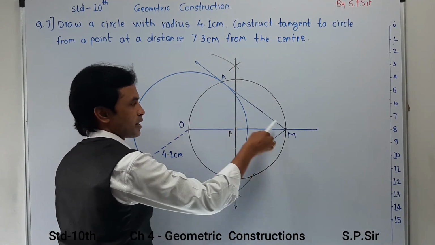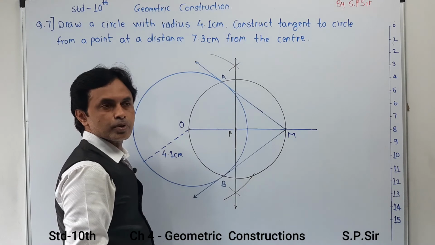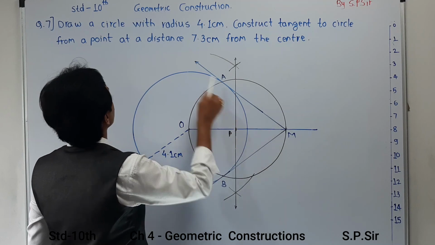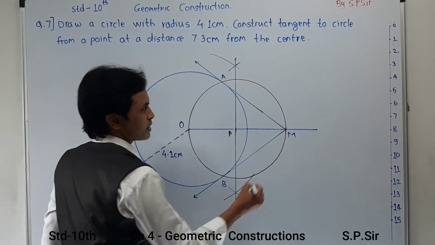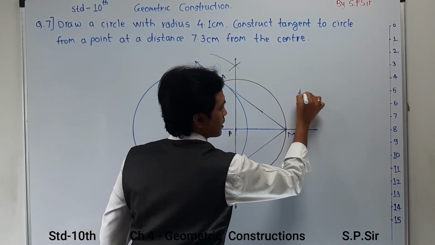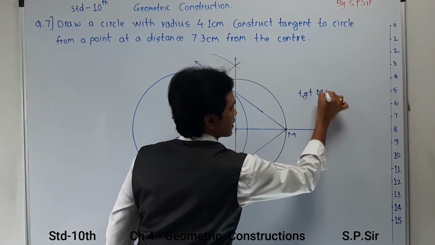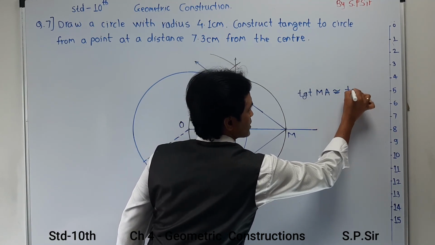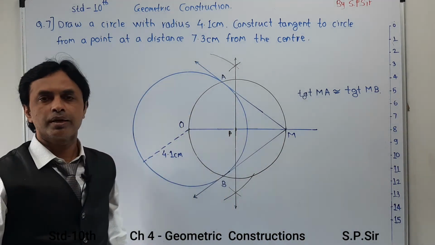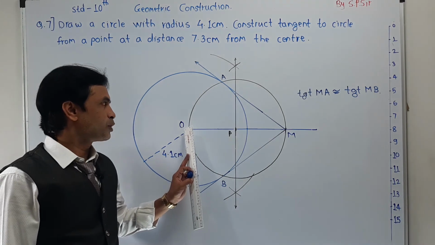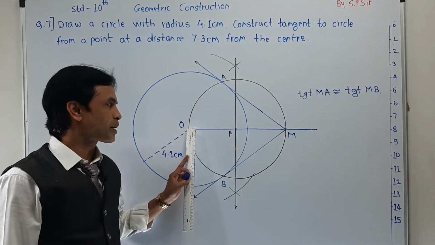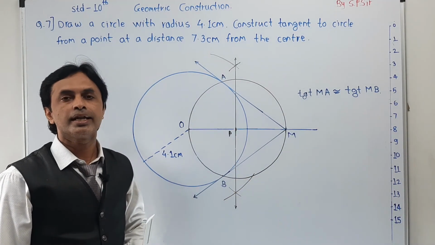So your tangent MA is congruent to tangent MB, and this is the process to draw a tangent from a point outside a circle at the distance given as 7.3 centimeter. You can also say that tangent MA is equal to tangent MB. Tangent MA is congruent to tangent MB. And in this way, you can complete your construction. Remember, while drawing the second circle, please take a precaution: P is the center of the circle. Check whether it properly passes through O and M, and then draw the circle.